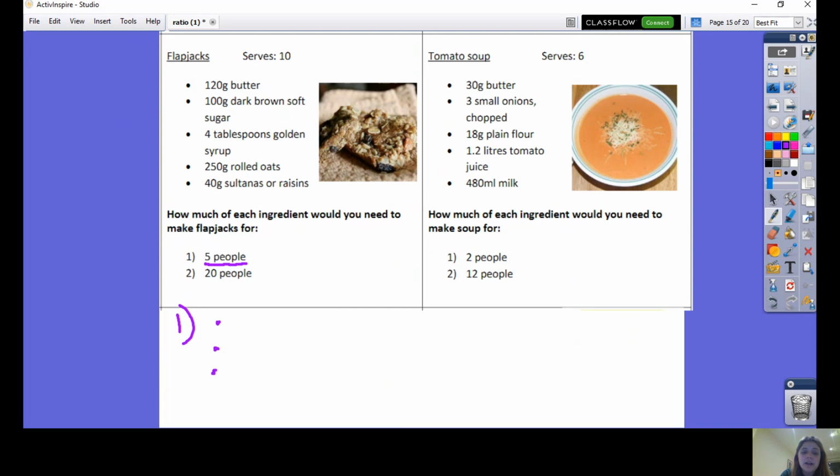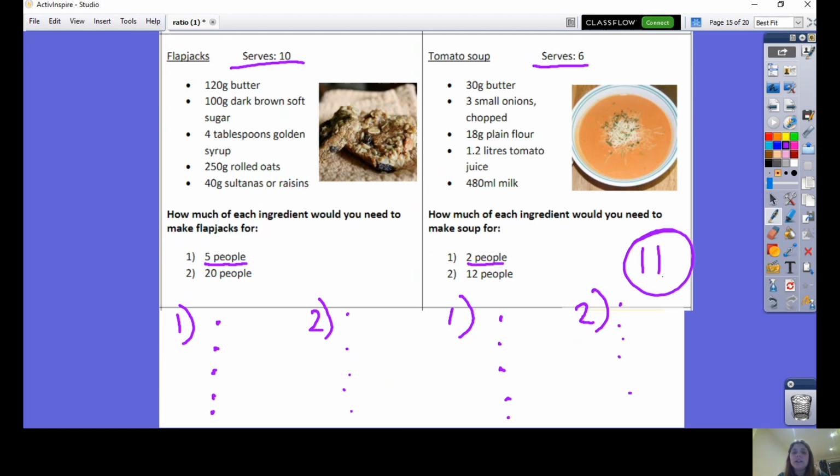You'd need your bullet points for the different ingredients that are needed to make flapjacks. Or if you're doing this one, how much of each ingredient would you need for 2 people's worth of tomato soup? So remember, you're looking for that relationship between how many people it serves and how many people you have. 2 questions for both of them. Each one has 5 ingredients, so that's 10 steps you're writing out. Pause the video now and have a go at those questions. Remember, choose either flapjack or soup. You don't have to do both.